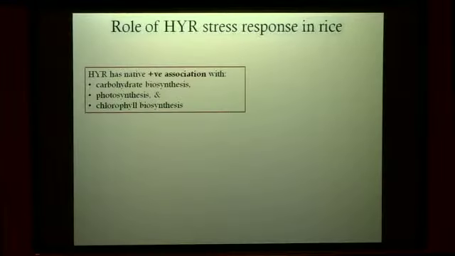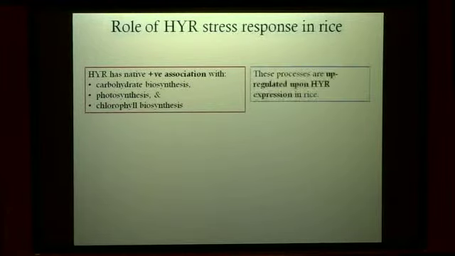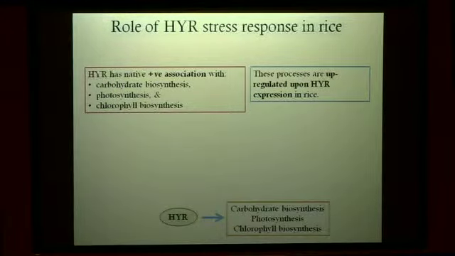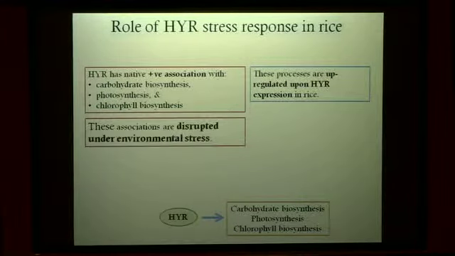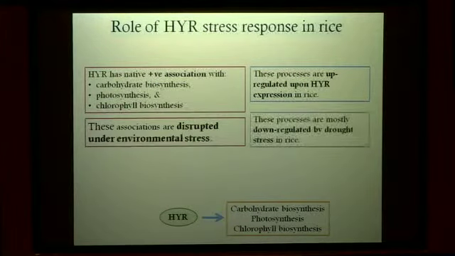Then when we look at higher response in rice to see what are the processes which are regulated, higher has positive associations essentially, which we've seen before, with carbohydrate biosynthesis, photosynthesis, and chlorophyll biosynthesis. So in our model, these processes are upregulated upon higher expression in rice. Higher upregulates these processes. But these associations are disrupted under environmental stress. So these processes are also downregulated by drought stress in rice. So stress essentially very severely deregulates or downregulates these processes.